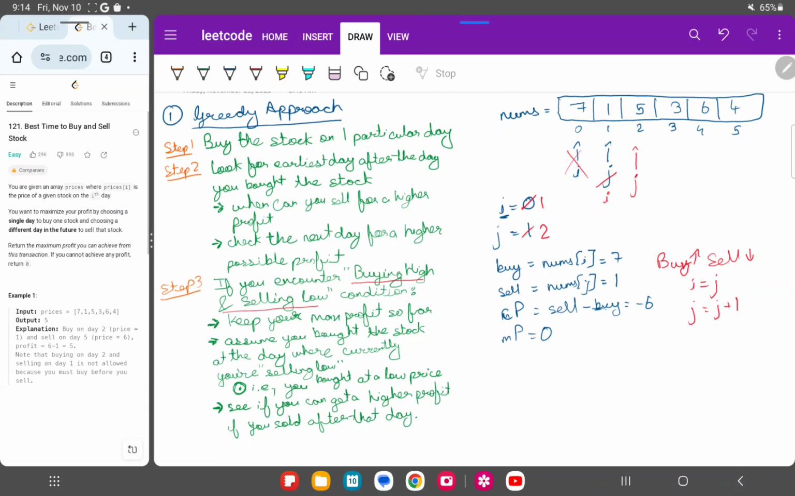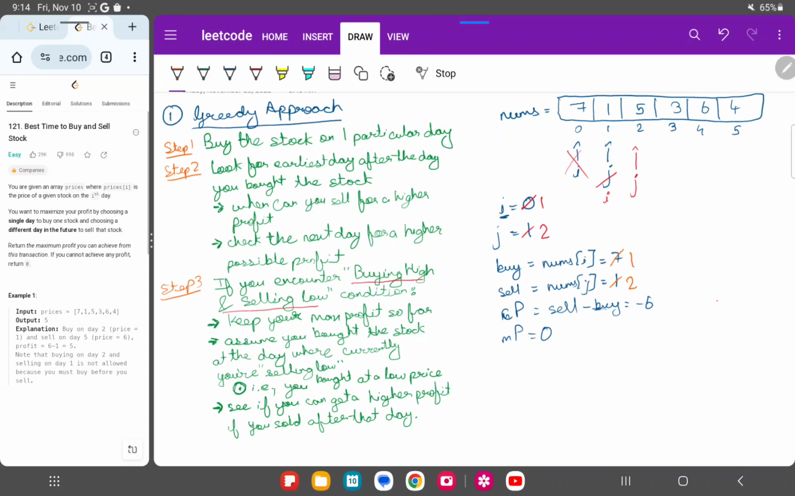So what happens after this? What is the new buy and sell? nums[i] would be 1 in this case and the sell would be at index 2.